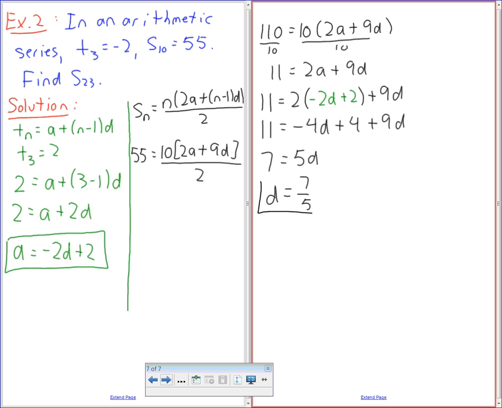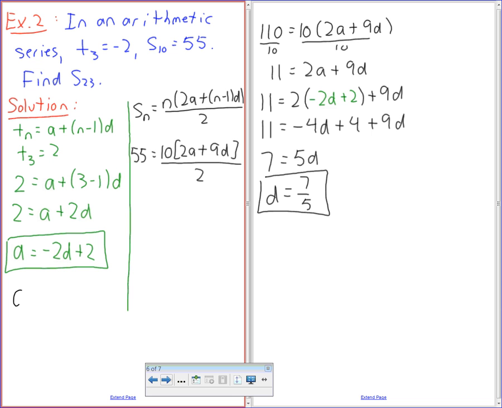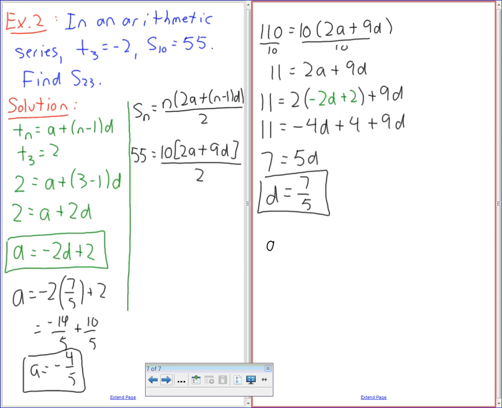I made a mistake either somewhere in the algebra or along the way. Back over here now, I'm going to say a equals negative 2(7 over 5) plus 2, which is going to be negative 14 over 5 plus 10 over 5. So a equals negative 4 over 5. Now you guys are in 3U, so you can handle fractions, but it's a little bit messy. Okay, so we said a equals negative 4 over 5.